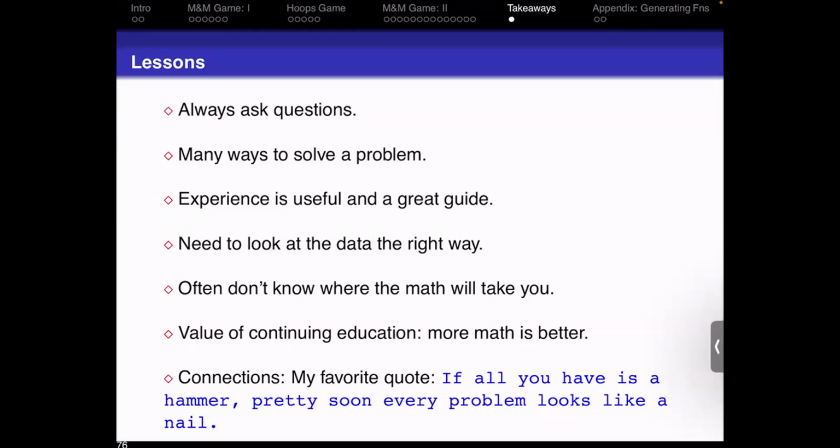Experience is a useful and a great guide. Not surprisingly, the more things you do, the better chance you have of, I recognize that type of baby cry. I know what to do in this situation. You have to look at the data the right way.